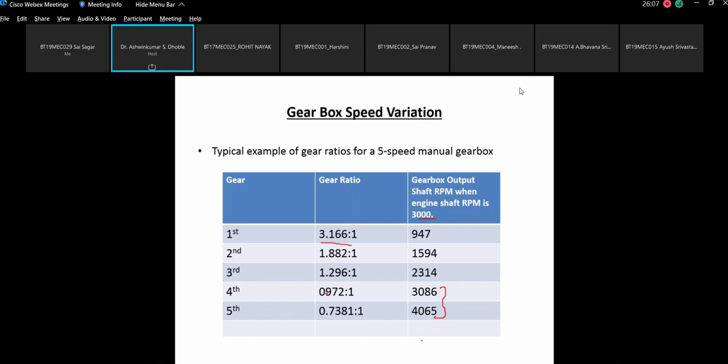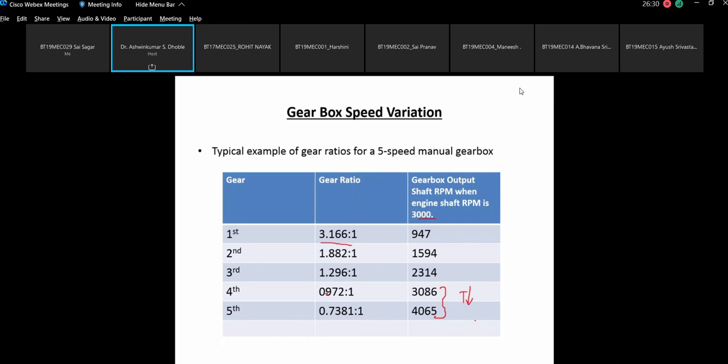Here, the problem with these kinds of things is that the torque is very low in this case. That means if you want to overtake another vehicle running on the highway, then in that case this will not be helpful. So please do not overtake the vehicle when you are in higher gear, that is fourth or fifth gear, or even for that matter third gear.